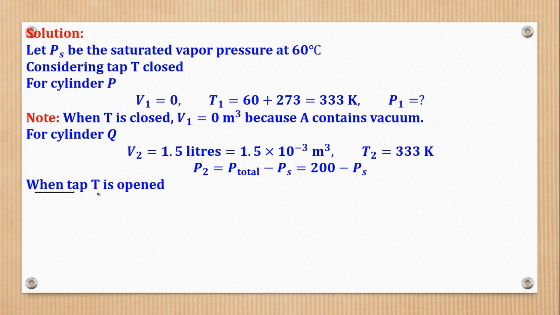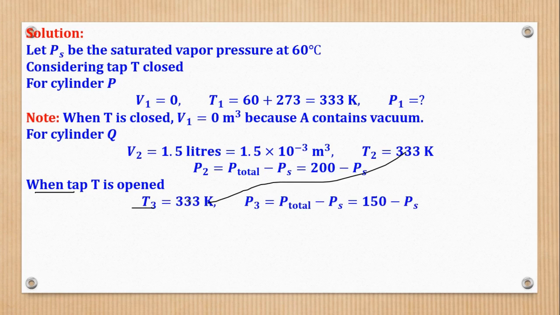So when tap T is opened, the new temperature is still constant, 333 Kelvin. Pressure is P total minus PS. So saturated vapor pressure is the same, but total pressure changes. So here it was 200, here it is now 150 minus PS, which then you subtract off the saturated vapor pressure.